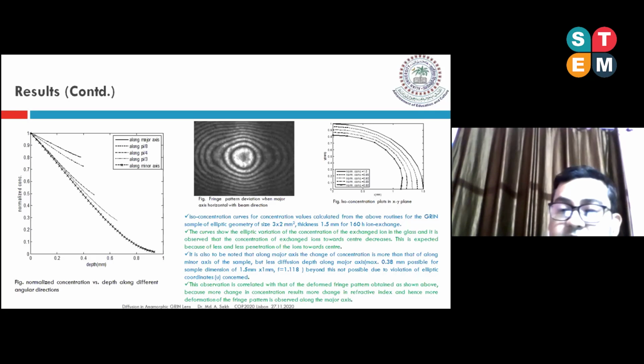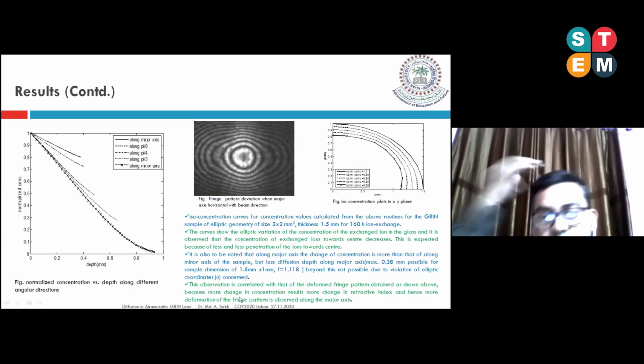But the diffusion depth along the major axis, which we have achieved ultimately, is 0.38 mm only, and it basically corresponds to the sample dimension of 1.5 mm and 3 mm, and the focal length. This is fixed. So based on that, you have a maximum achievable distance in a certain direction. Beyond this, we have not got results by this method. So there might be refractive index changes inside along the major axis higher than this 0.38 millimeter, but we have not measured that part because of the limitations of this measurement calculation.